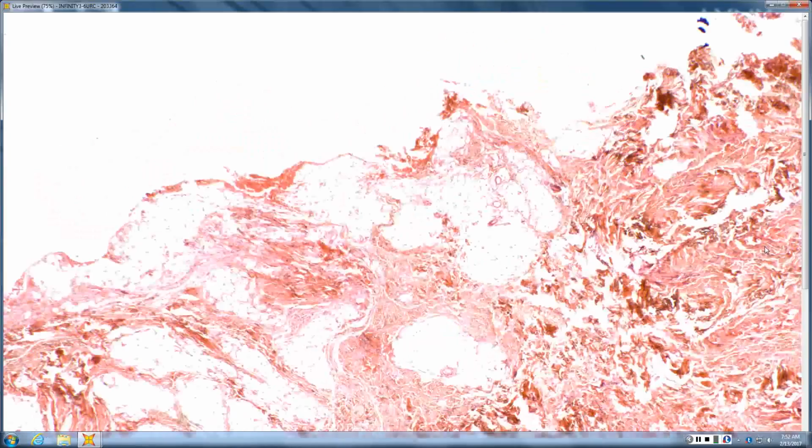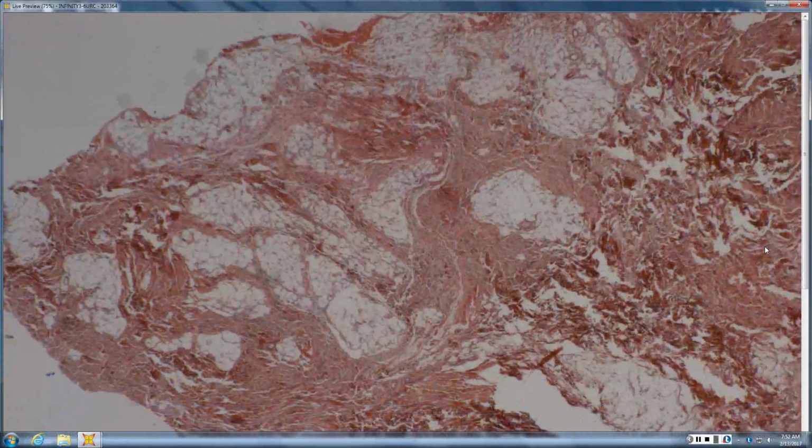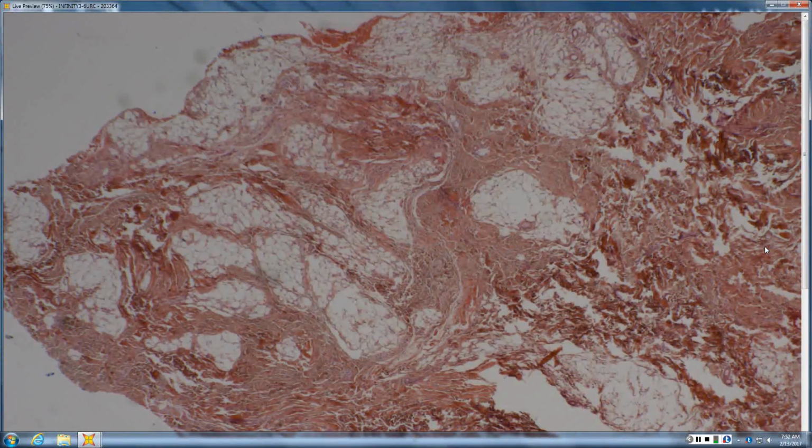So any thoughts? I mean, it doesn't look like DFSP going down through the fat. You think of that, but this does not look as cellular. Agree, not cellular enough and intense enough. A malignant DFSP would be a malignant fibrous tumor in fat, with lots of nuclei, and this doesn't have lots of nuclei. So you're correct. So what else?